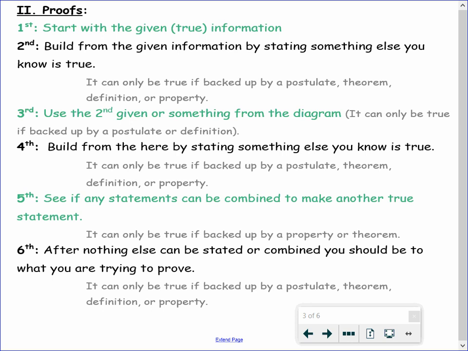So if you have nothing else to say, you've written every given, you've written every logical statement, you've combined everything, where else is there to go? Well, it's to write the proof. So after nothing else can be stated or combined, you should get to what you are trying to prove. And remember that when you get to the bottom, you do not write given, because they didn't give it to you. They just told you where you were going.